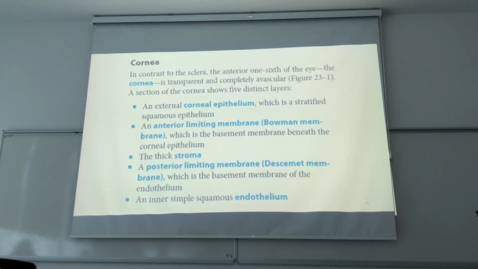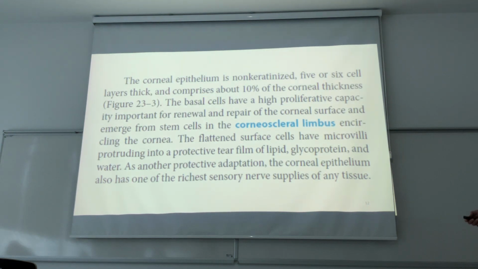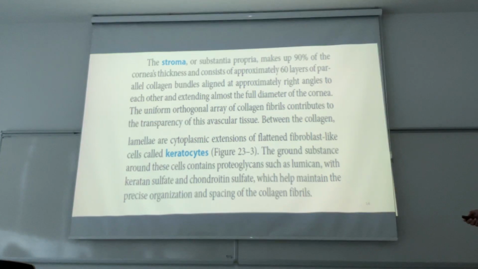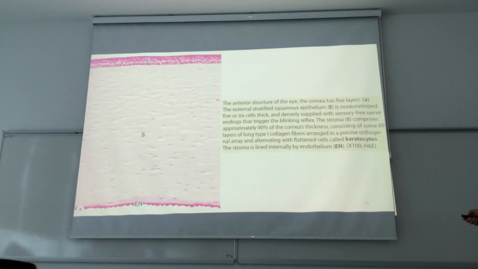Here we have the cornea. The layers of the cornea are very, very important. In our exam, maybe I will ask a question related to the cornea and the different layers of the cornea. The corneoscleral limbus is very important, the Bowman membrane. We talked about these parts. The Descemet membrane. Okay. Look at here.